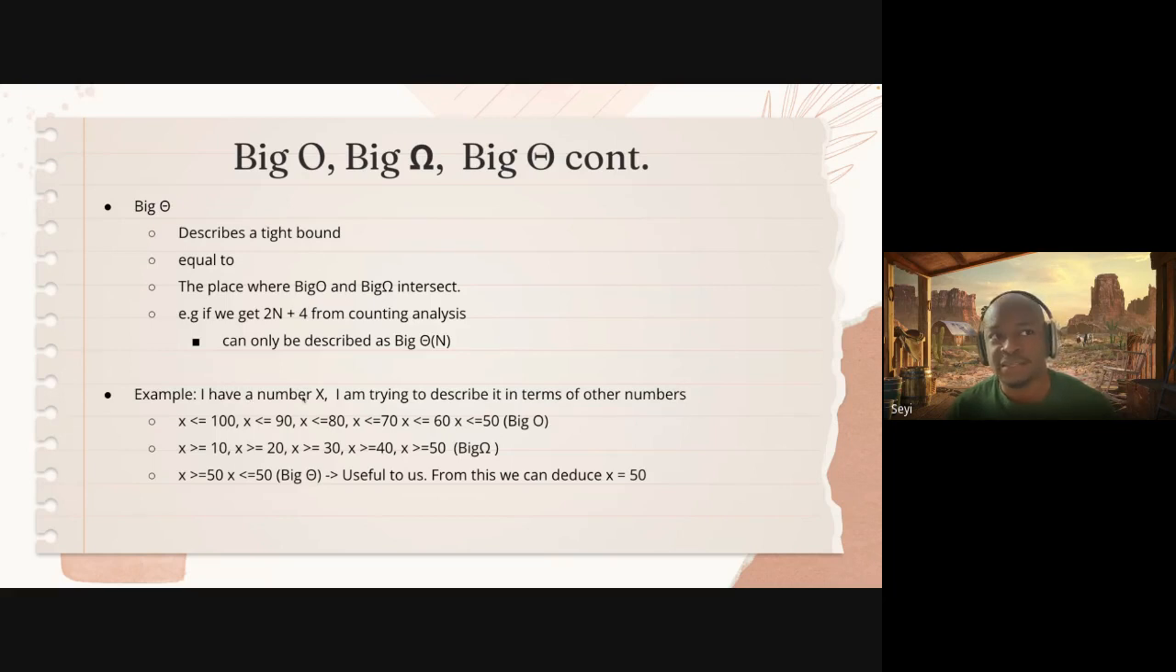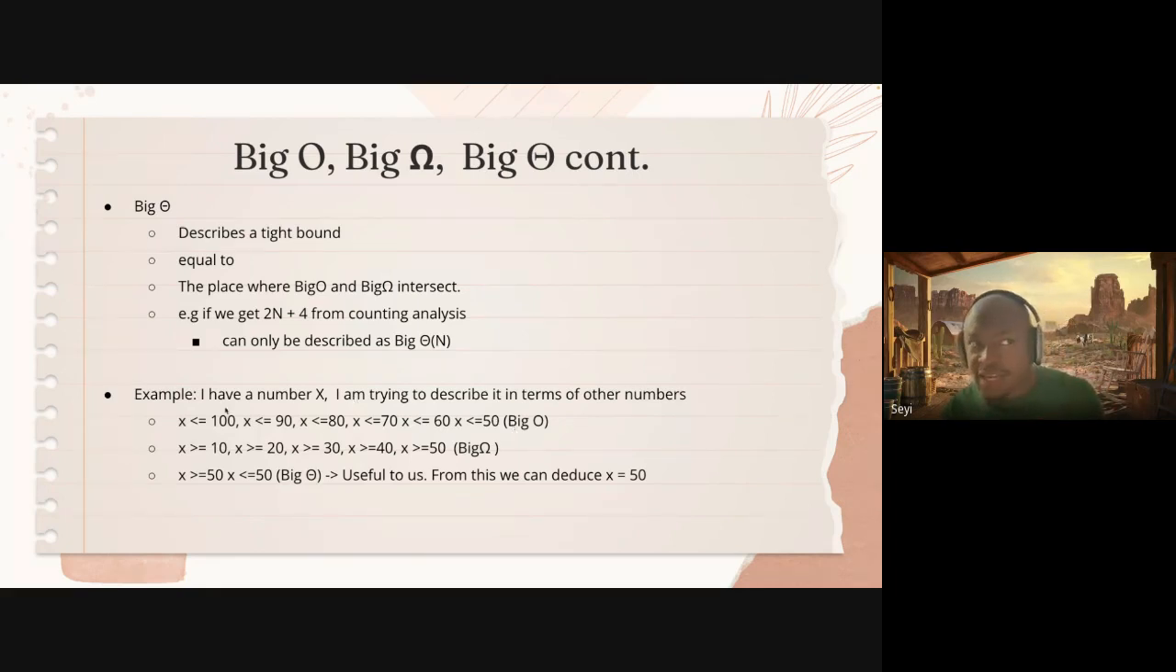Let's say I have a number x, and I'm trying to describe it in terms of other numbers, which is essentially what we are doing. We have an algorithm, but we are trying to describe it in terms of other algorithms. If I say x is less than or equal to 100, that's a wide range. So let's say x is 50. If it's true that x is less than or equal to 100, it's also true that x is less than or equal to 90. And these are all ways you can describe x in terms of big O, but it's not very helpful to us.